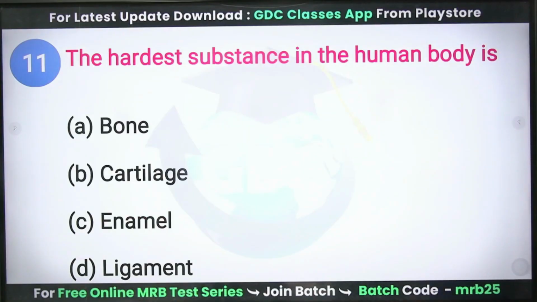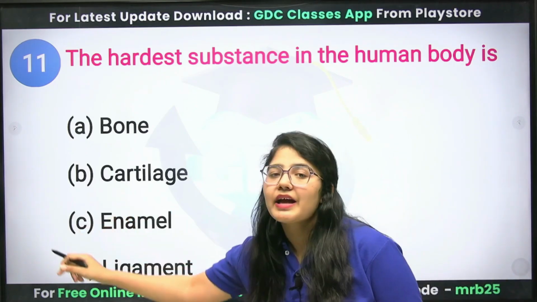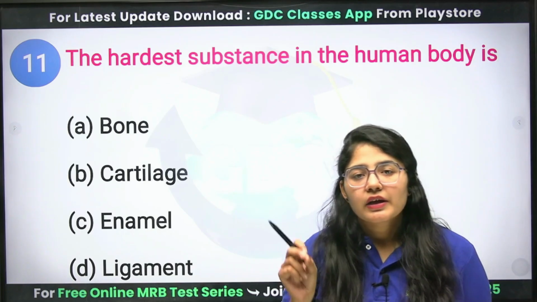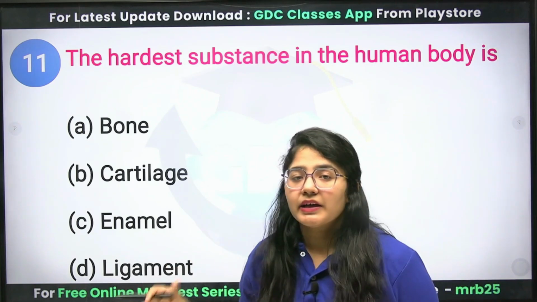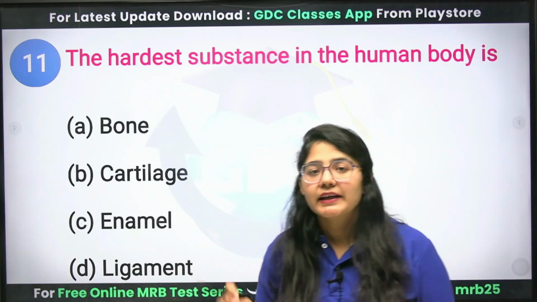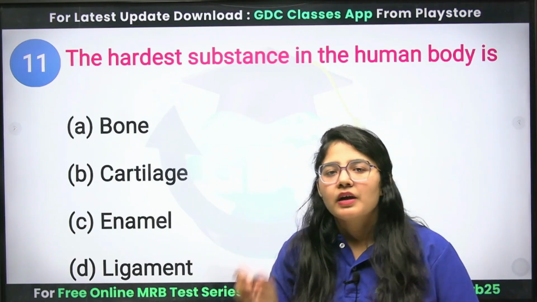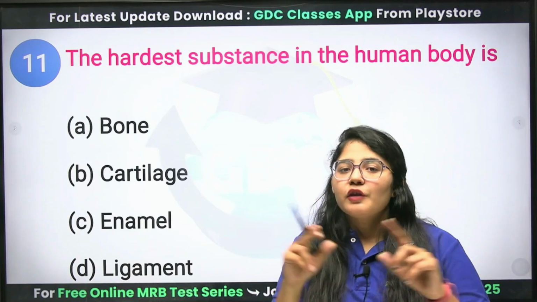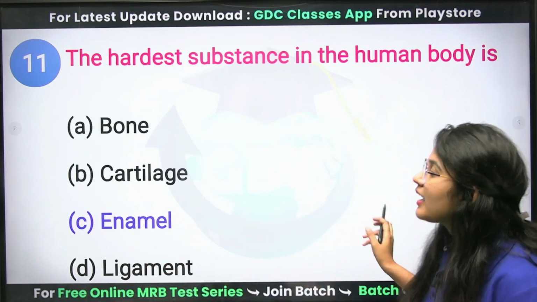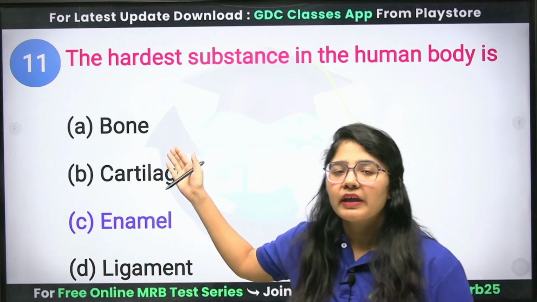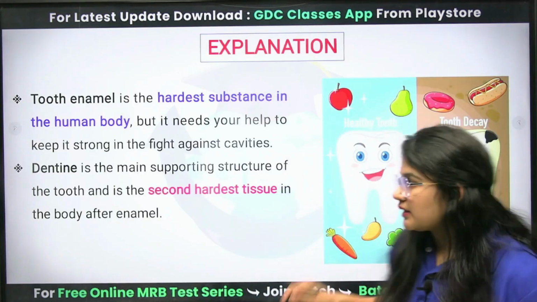The hardest substance present in the human body is your enamel. Until and unless your enamel is corroded, your teeth are unbreakable. It cannot break at once unless the force of pressure is too much. Your tooth may break, but the enamel, the outer covering of your teeth, doesn't get separated. So the hardest part of the human body is the enamel. Bones can get fractured, cartilage can rupture, ligaments can tear, but enamel is the hardest part.